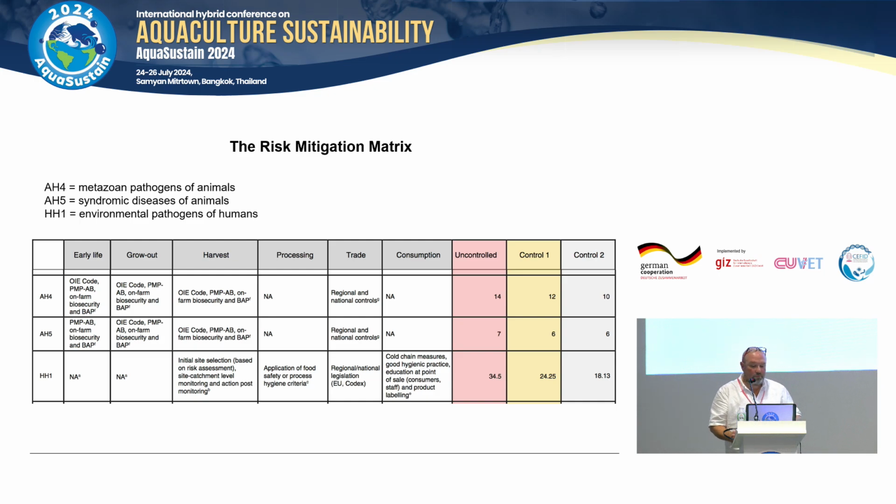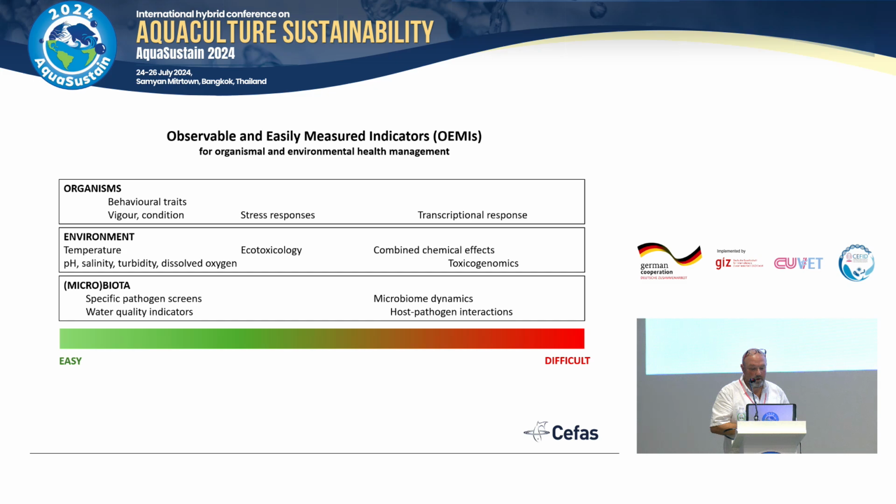So the uncontrolled risks in the red box are the highest. You apply a single control, as in control 1, and it goes down. You apply the right combination of controls, as in the control 2 box, and the overall risk matrix goes down even further, and that will lead to more favorable outcomes in that aquaculture scenario. So that's a very brief summary of that paper, but I think it's a nice way of operationalizing the One Health approach.